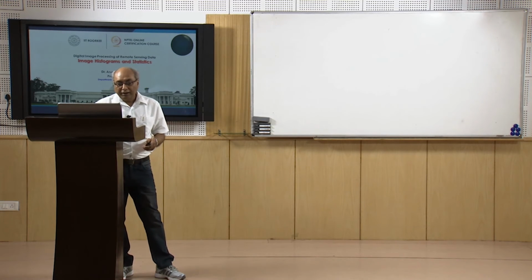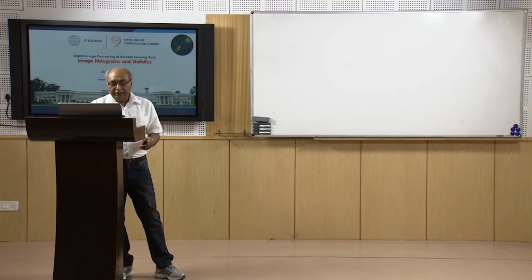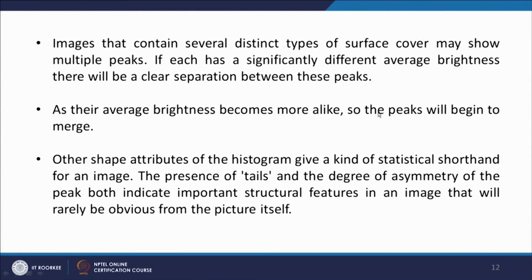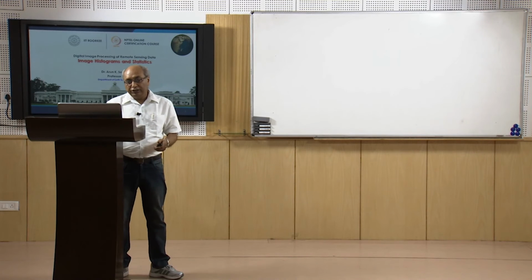and less enhancement may be required. But this rarely happens, because generally it has been found that in a raw image your bars will be on the initial or lower side of pixel values. As the average brightness of features becomes more alike, the peaks will begin to merge. If the features have the same kind of characteristics, meaning the same kind of pixel value, then you don't see these distinct peaks.